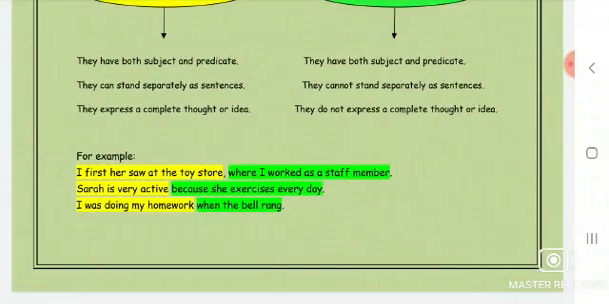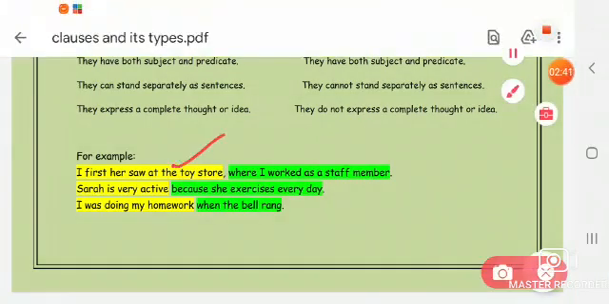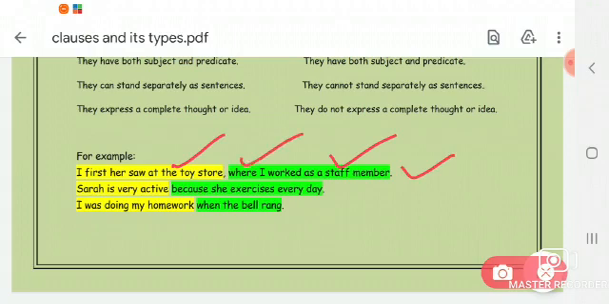First, let's pay attention to the yellow part of the sentence. Here, I first saw her at the toy store. This part of the sentence, I first saw her at a toy store, is a complete sentence. It can stand alone as a complete sentence and does not need this green part to be complete. While this green part, where I worked as a staff member, is not complete. What happened? The information about what happened where I worked as a staff member is not given in the sentence. Hence, the thought is incomplete.